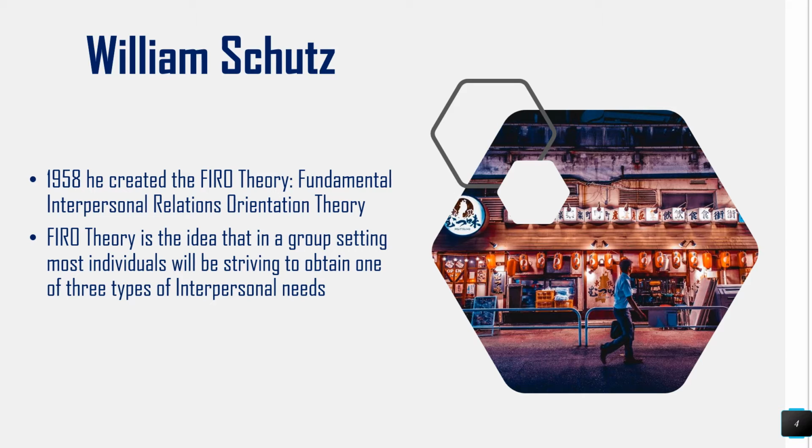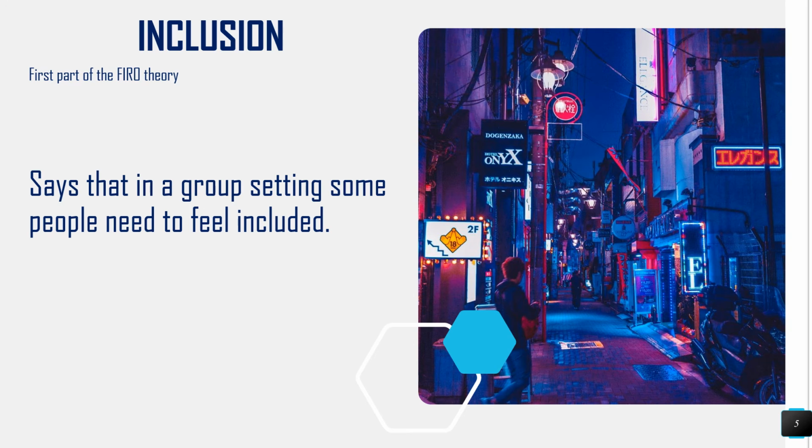The FIRO theory is the idea that in a group setting, most, if not all, individuals will be striving to obtain one of three different types of interpersonal needs. The FIRO theory is composed of three different parts.